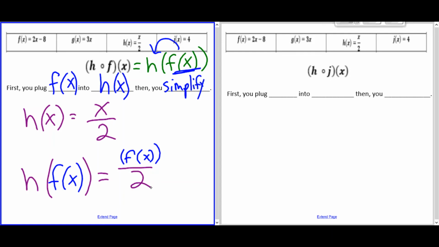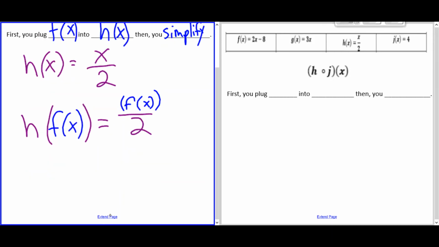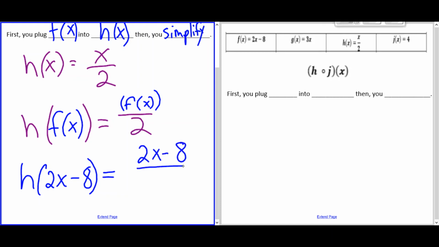But we know what f of x is. We could actually put f of x in there. We defined f of x to be 2x minus 8. So let's go ahead and plug that in there. So this will say h, instead of f of x, we know that that's 2x minus 8. So this is going to equal, again, instead of writing f of x, we're going to write 2x minus 8, all divided by 2.